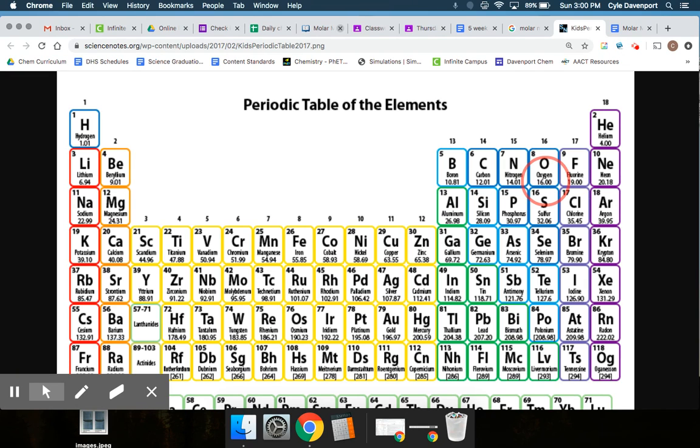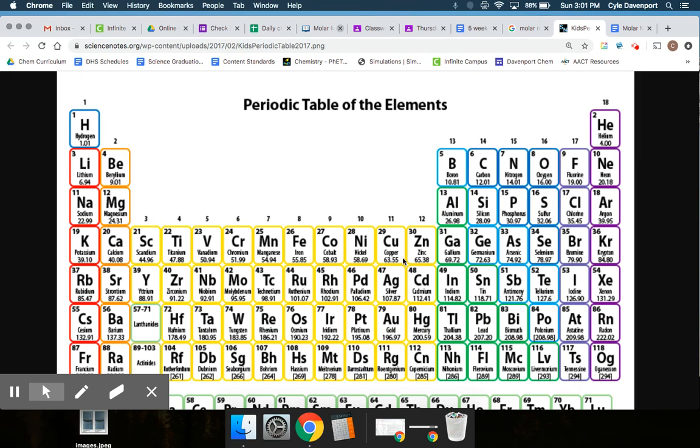Here's oxygen right here. If you look at the number underneath oxygen, 16.00, you've learned that is the atomic mass of oxygen. But it's something else too, something very useful to us right now. It's not only the atomic mass, it's also the molar mass. So what this means is 1 mole of oxygen atoms. In other words, if I have 6.02 times 10 to the 23rd oxygen atoms, then I'll have 16 grams of oxygen atoms.